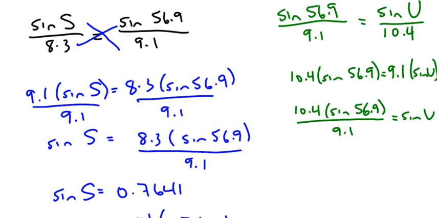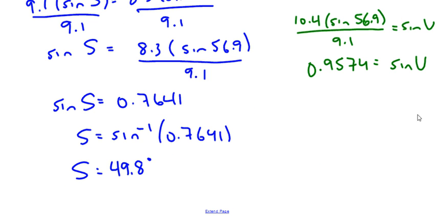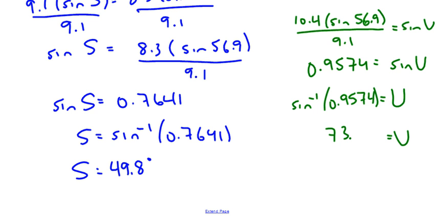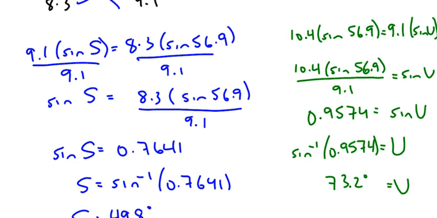Type all that into my calculator. Sine 56.9 equals times 10.4 divided by 9.1. And if I round correctly to 4 decimals, I get 0.9574. That's the value of sine u. So to find u, I just need to inverse sine that. 0.9574 equals u. So angle u is 73.2 degrees.